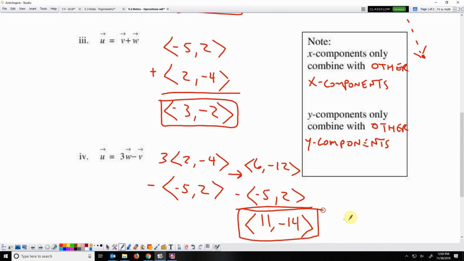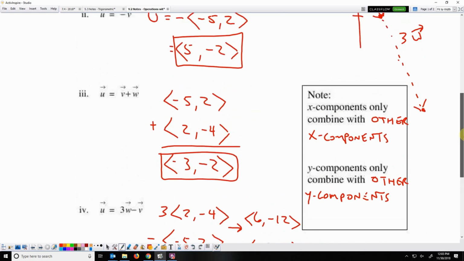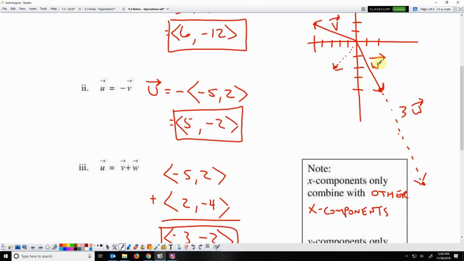And that right 11, down 14 is exactly what we would have gotten if we took this 3 times vector w and added the opposite of v. It's 5 to the right of this, which is at 11, and down another 2, which puts us at negative 14.